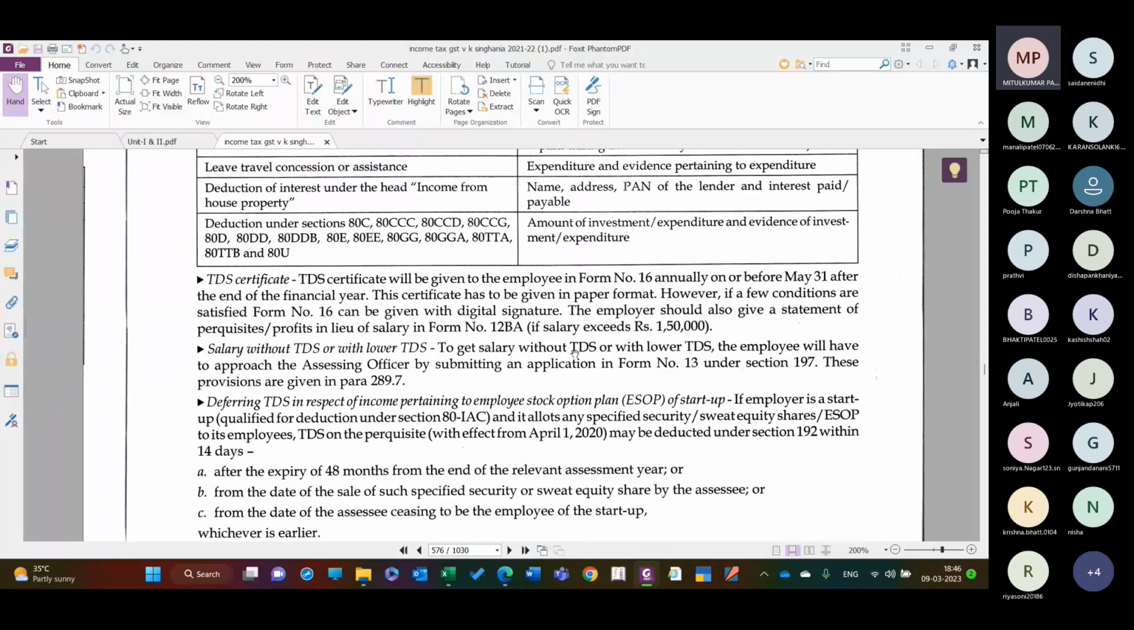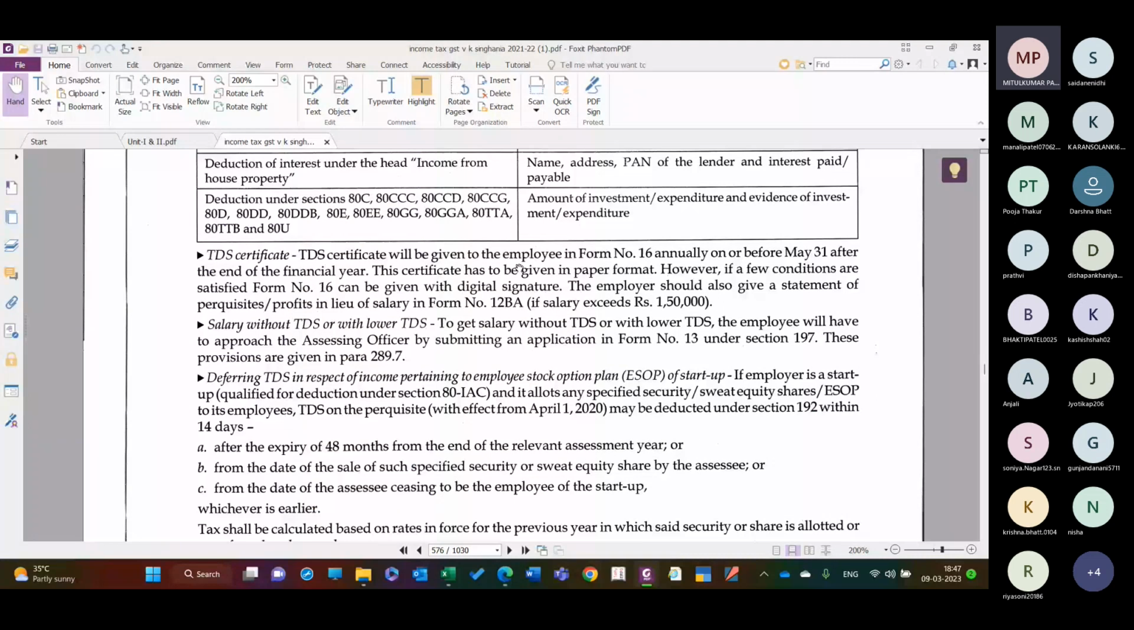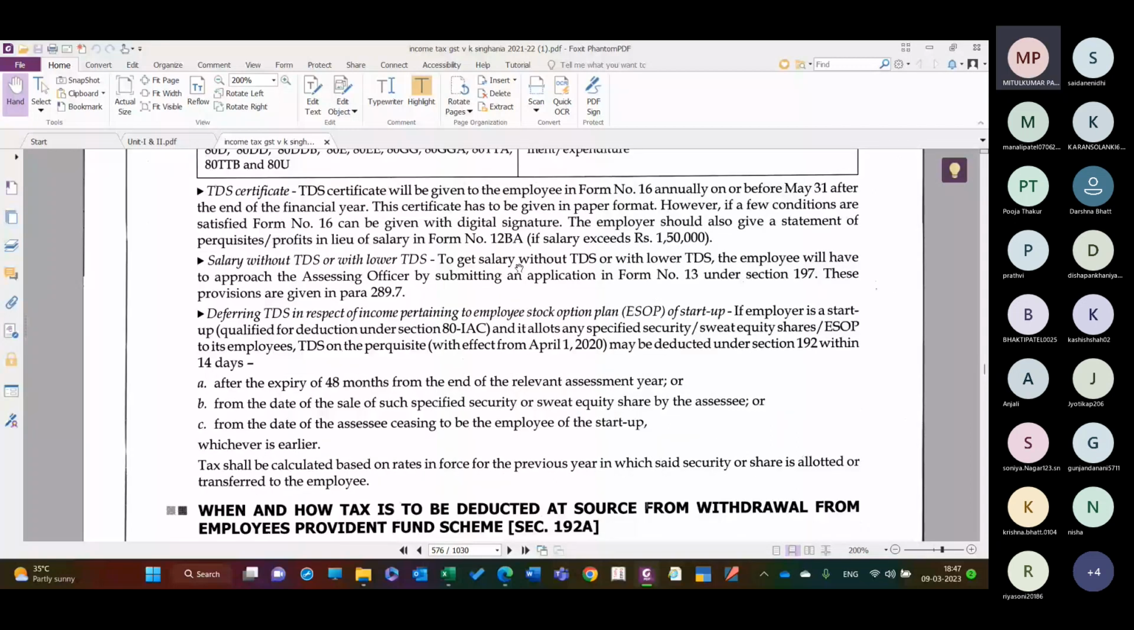The employer should also give a statement of perquisites or profit in lieu of salary in form number 12BA. Right? If the salary exceeds 1,50,000. Okay. Salary without TDS or with lower TDS. To get the salary without TDS or with lower TDS, obviously the persons who do not want that the TDS be deducted from salary can make an application to the assessing officer under form number 13, which we already learned. तो आप वो कर सकते हो.